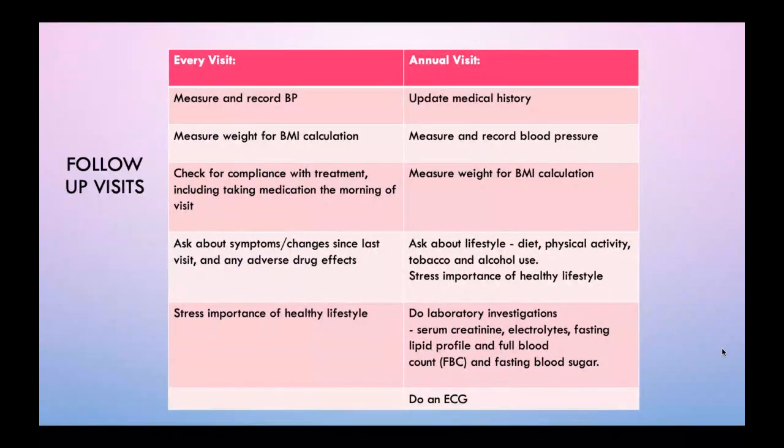So in terms of annual visits, you'd update the medical history, check for anything new that's been happening with the patient, measure and record blood pressure, check the BMI. Again, congratulate the patient if there have been any changes. Ask about lifestyle, diet, physical activity levels, tobacco use, alcohol use. And again, stress and reinforce the importance of a healthy lifestyle, do laboratory investigations, and do an ECG.